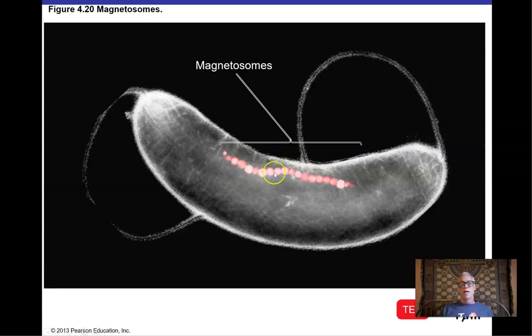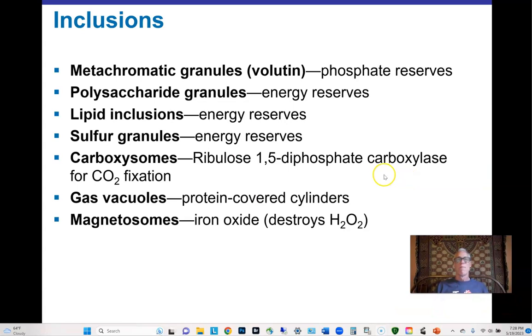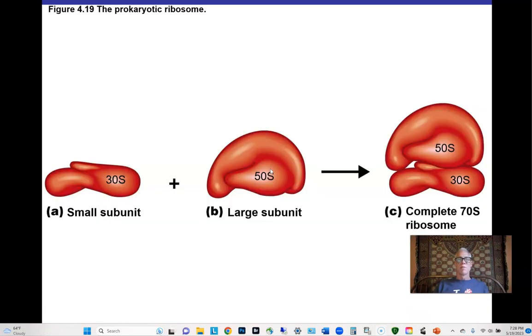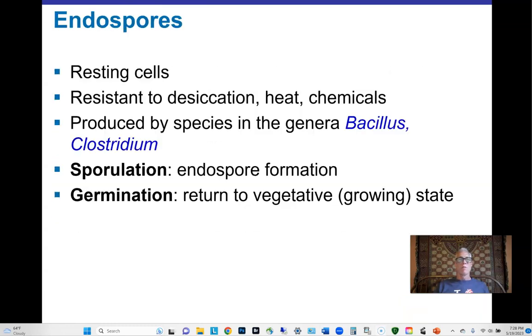Just another little aside, some prokaryotic cells have magnetosomes, little inclusions of actual magnetic crystals, iron crystals inside the cell that are magnetic and that can help the cell organize or orient itself in a specific way. Very interesting stuff that's just kind of coming to light how that actually works in cells. Anyway, more about inclusions. I guess we're going to talk more about other ribosomes another time.